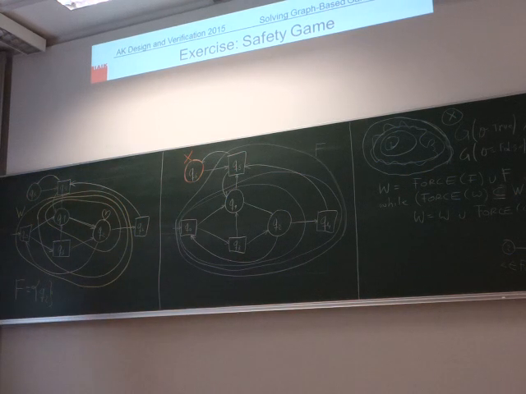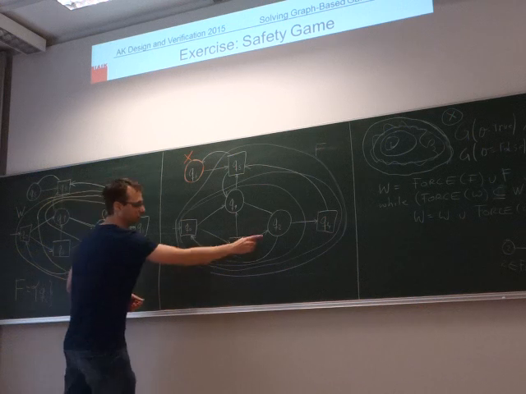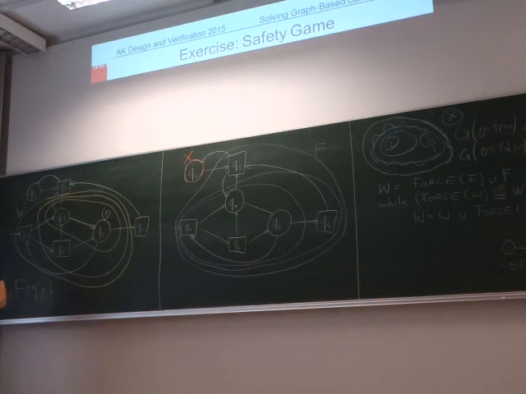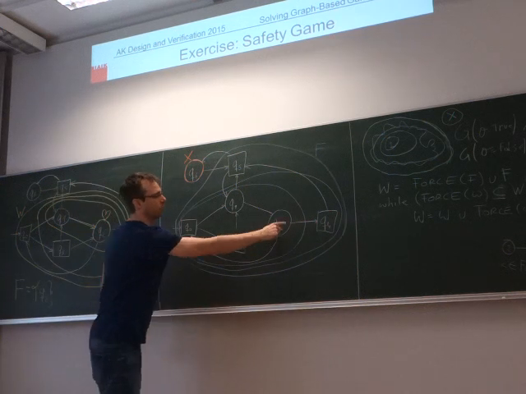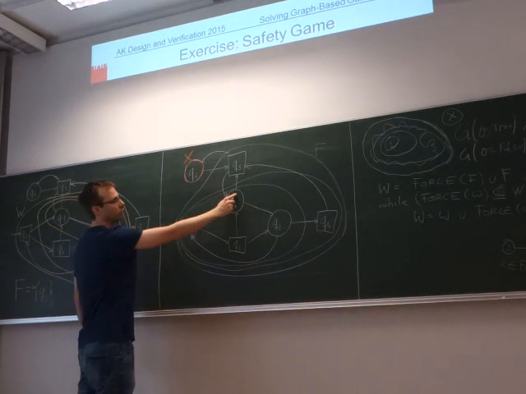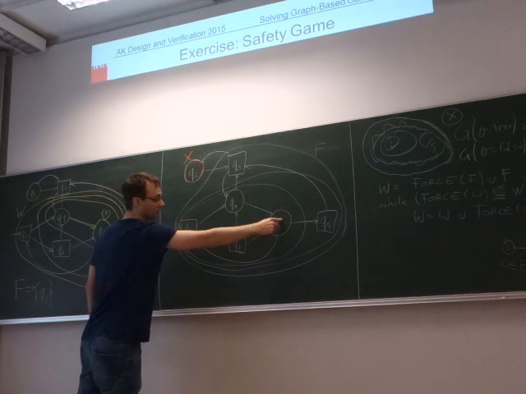Can you spot any more states that are problematic? Q2. No. Q2 is lucky because it has one outgoing edge back here. So we can avoid worse things. We're done, right. So from Q2 we can avoid falling out by going here. From Q1 we can avoid falling out by going here.